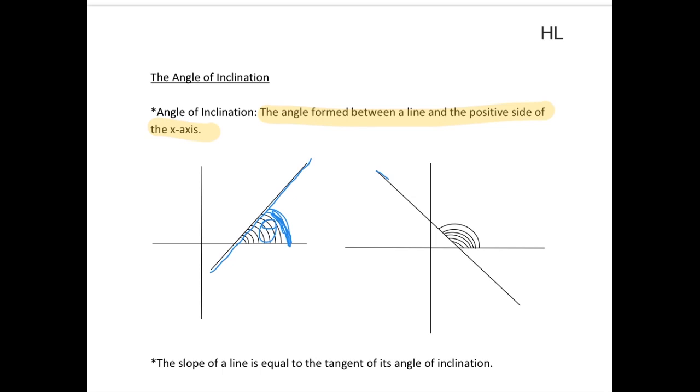If you have a line like this, the angle of inclination is not this small angle between the line and the axis. It has to be between the line and the positive side of the x-axis, so that would be this angle here.